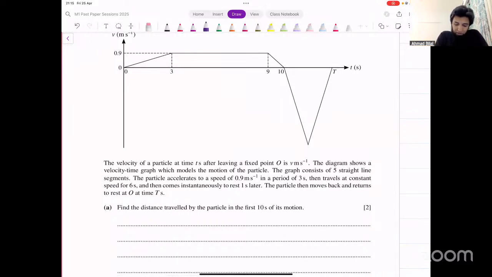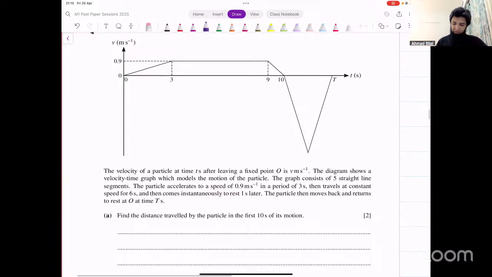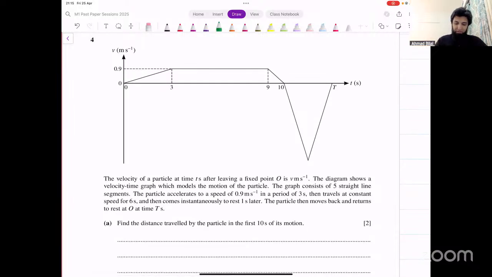Achha. Question number 4. The velocity of a particle at time t seconds after leaving a fixed point O is v meters per second. The diagram shows a velocity time graph which models the motion of the particle. The graph consists of 5 straight lines. The particle accelerates to a speed of 0.9 meters per second initially, and it does that in a period of 3 seconds. You can see that on the diagram as well. Then it travels at constant speed for 6 seconds. It comes to rest 1 second later. The particle then moves back and returns to rest at O at time t seconds.